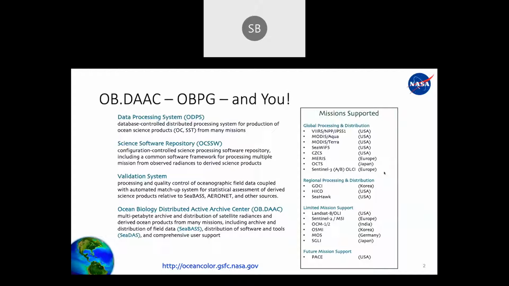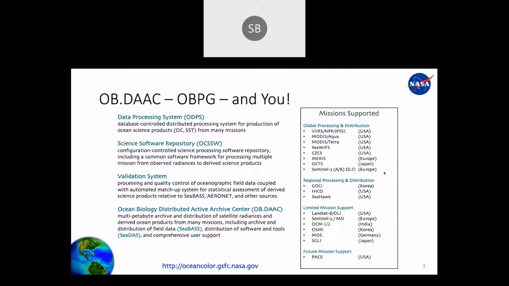We also provide a software repository we call the OCSSW, which is made available to our users through the CDAS package, which allows us to have configuration control of our science processing software and gives us a common software suite for being able to process these multiple missions from observed radiances to derived products. We also have a validation system.